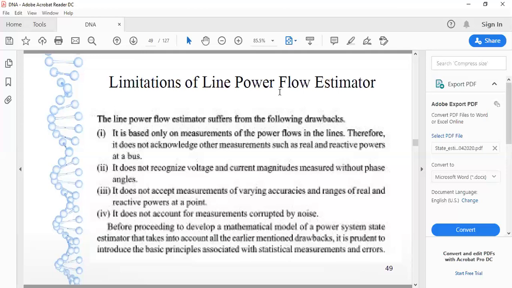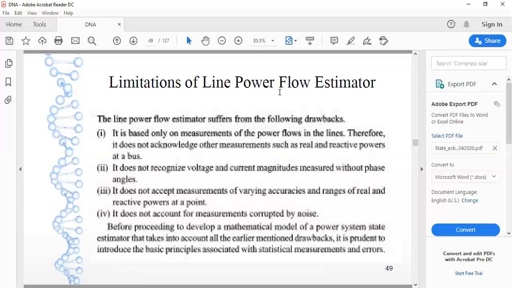So these are the four limitations. They are very basic limitations. Once you understand the use of the power estimator in our power system network, you can easily understand this. So till now, what topics have we discussed? First, we have discussed least square state estimation. Second, its usage for a simple circuit. Then after that, on a power circuit, and its drawbacks, that we have discussed.